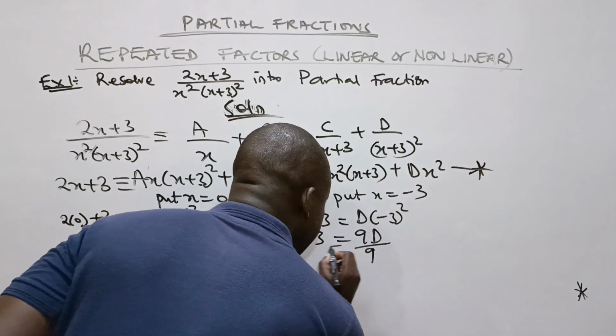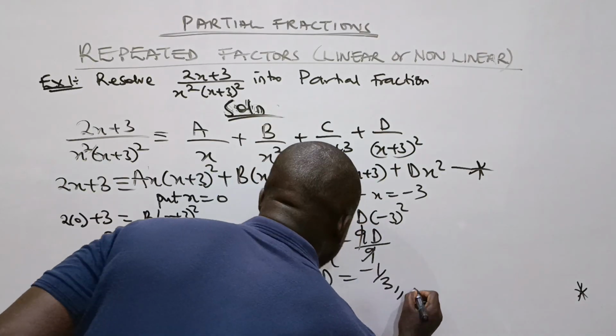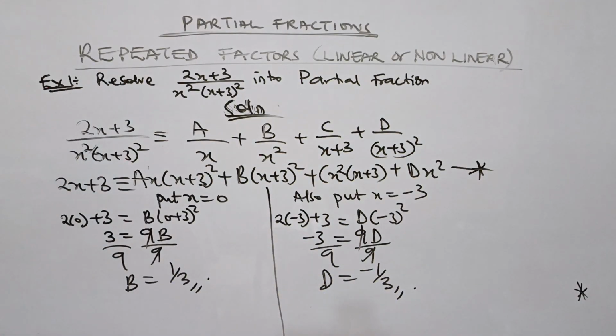If I divide both sides by 9, then I'm going to get d equal to minus 1 over 3. So we have gotten the value of b, and we have also gotten the value of d. So we can go ahead and solve for a and c.